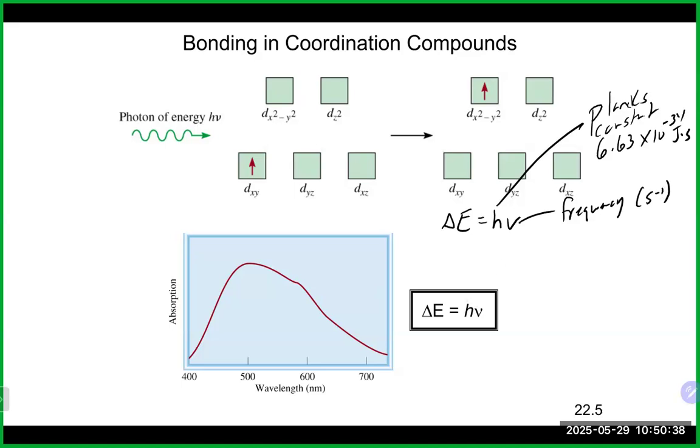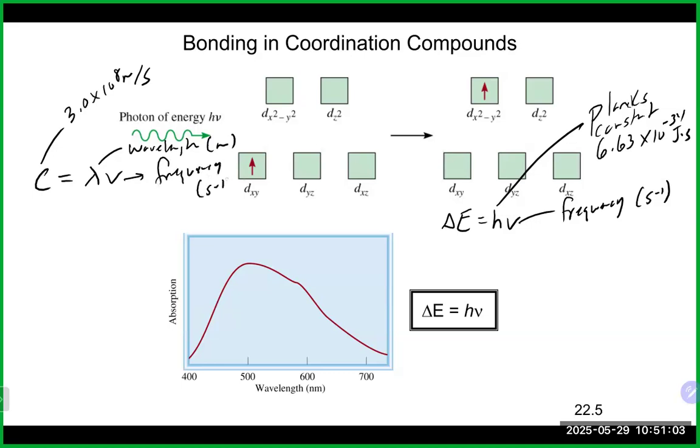Now, you may also remember another equation that goes with that. c is equal to the wavelength times the frequency. c is the speed of light, which is 3 times 10 to the 8 meters per second, or 2.997 if you like that number better. That is our wavelength in meters, and that is our frequency in reciprocal seconds.